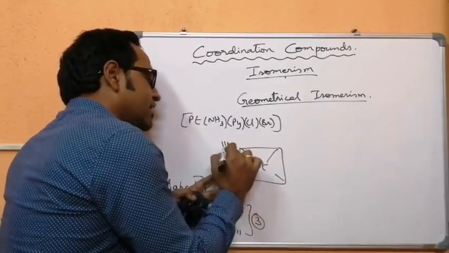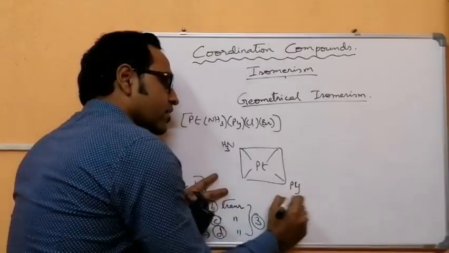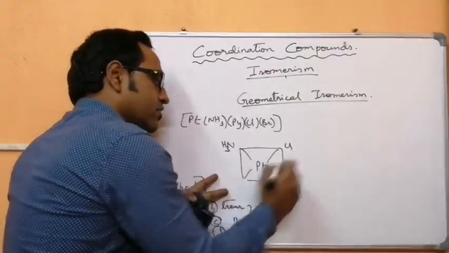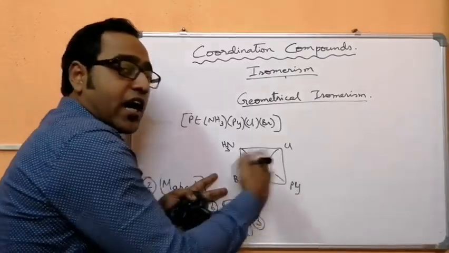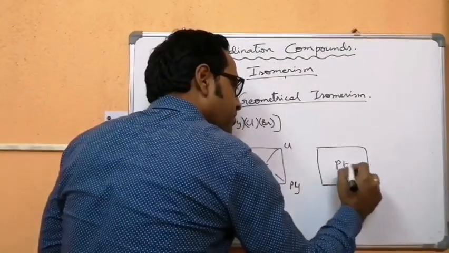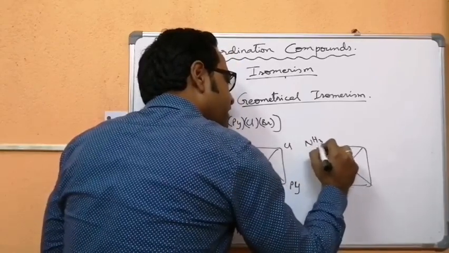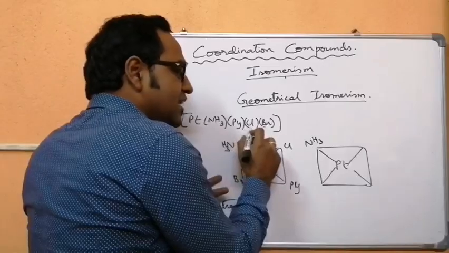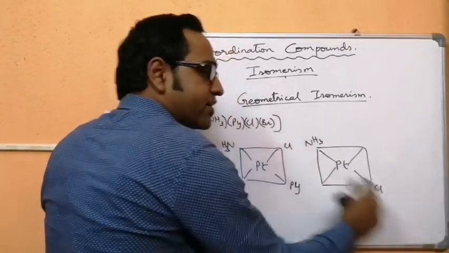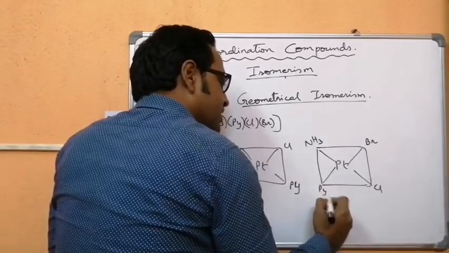With respect to NH3, we will keep the second ligand at trans position. Cl, Br we will put arbitrarily. Now the second structure, keep the NH3 ligand fixed and the C ligand, that is chlorine, at trans position. Put the other ligand arbitrarily.